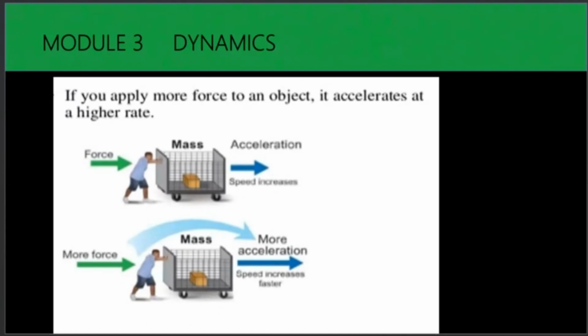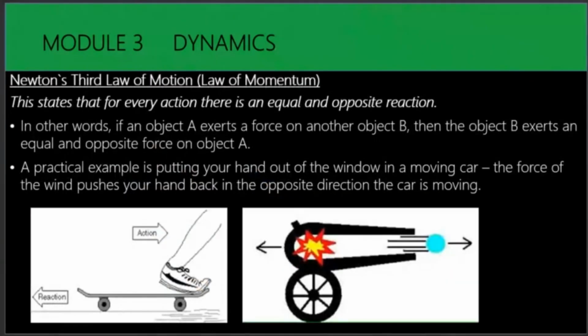So you can see that there is a mass here. On this picture, we have a mass, and then we have a force, which is the pushing force that is attached, trying to push the mass to increase the speed. So this is just an illustration of the second law.